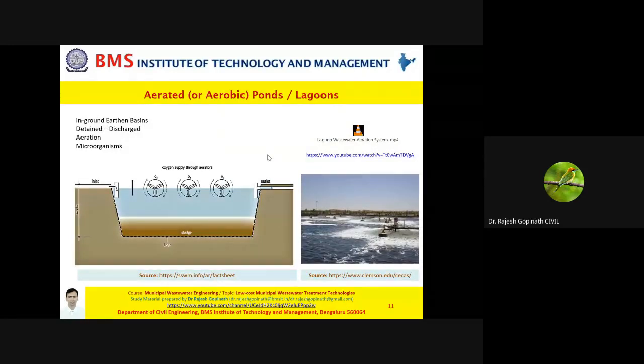Okay, so let's recap what is happening here. You have in-ground earthen basins. You are going to detain wastewater in these based on the detention period. As I told you before, your detention period is around 3 to 5 days. How does it work? It depends on the symbiosis with microorganisms, and most importantly, you are allowing their growth by aeration. Let's see a small video to understand this.